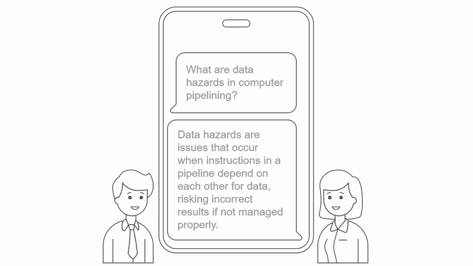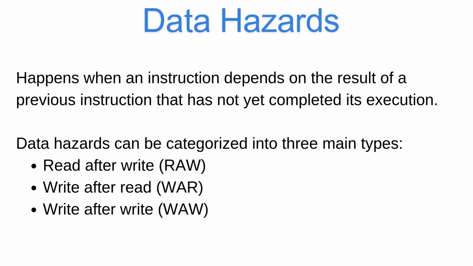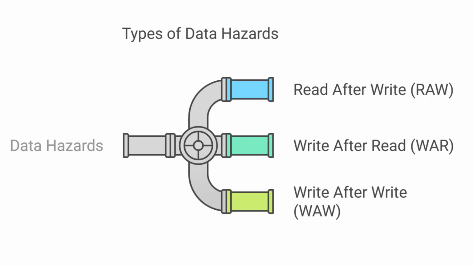The first type of hazard is the data hazard. A data hazard is a situation in pipeline processors where instructions that are close to each other in the instruction pipeline depend on each other for data. This dependency can cause delays or errors if one instruction tries to use data that has yet to be fully processed or written back to the register by a previous instruction. Data hazards are generally categorized into 3 types.